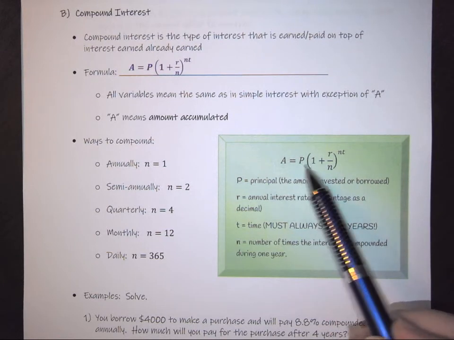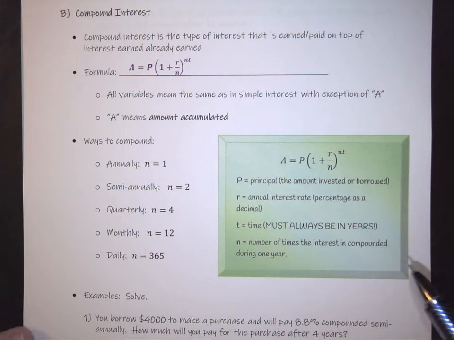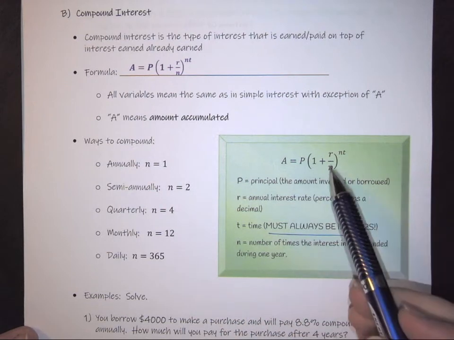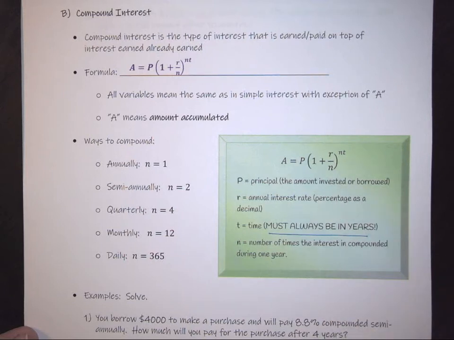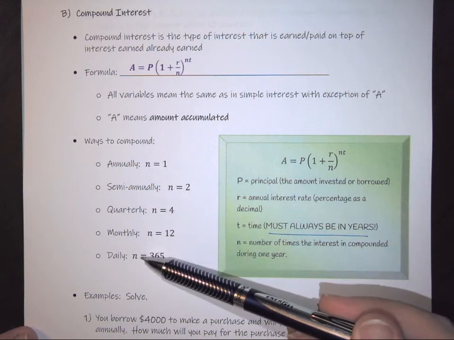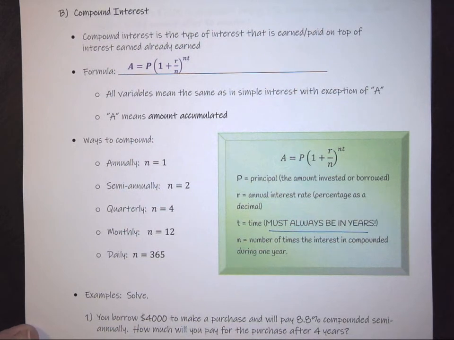P is still your principal, R is still your rate, T is still your time, and again, it's still always in years. But here we have this N value. N is the number of times you are compounding throughout the course of 1 year. And that's what these definitions all meant: the number of times that the bank is going to compound or calculate the interest owed and put it into your account.